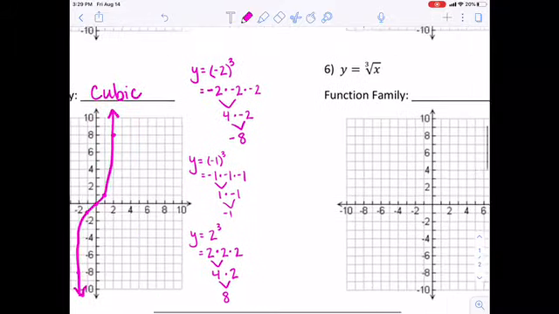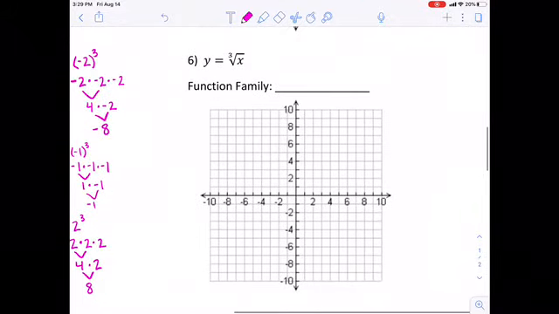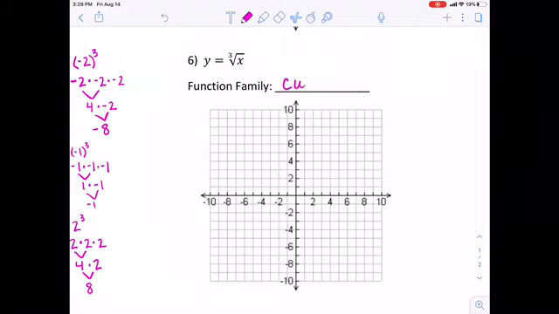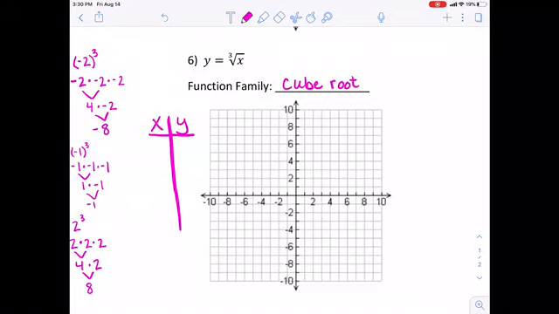All right, last but not least, graph number 6, we have y equals the third root of x, or we can also say it's the cube root of x. And because we call it the cube root, this is the cube root family. Now, once again, in order to get the graph, I'm going to make a table. But this time, I notice that I'm taking the cube root of numbers. So I'm going to choose numbers who have a nice cube root.